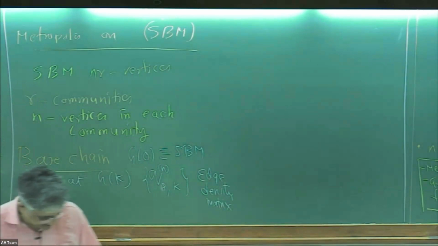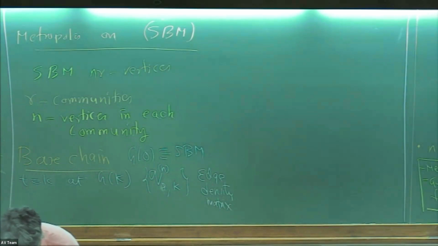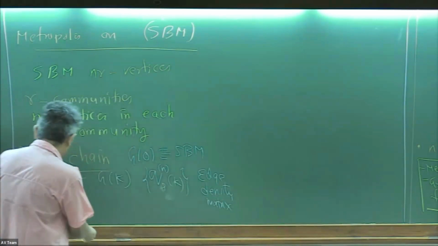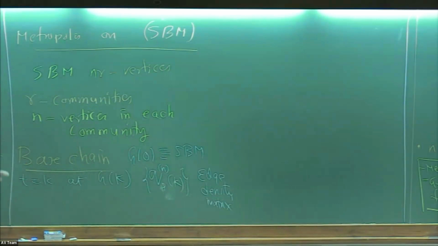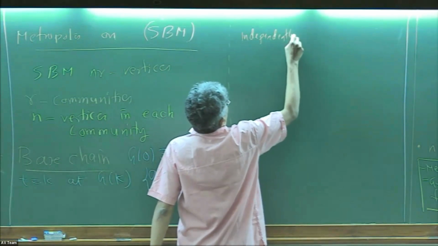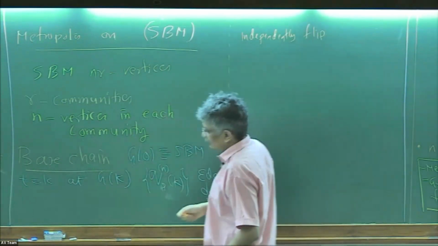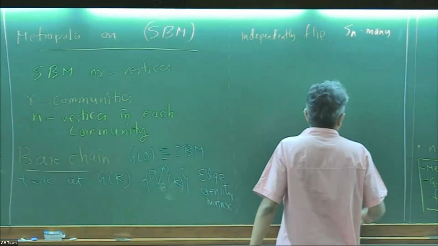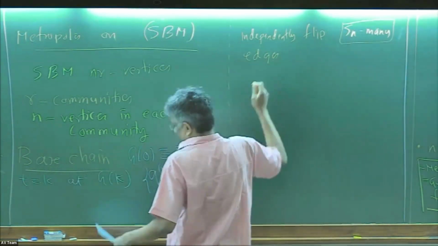So what I will do in the base chain setup is, it's just the edge density matrix. I'm at time k, so maybe I should call it q_r of k. At time k, there are r communities, and for each community there's an edge density, so I put that q_r in there. What I'll do is independently flip. So the base chain, the first step is I independently flip: if the edge is there, I remove it; if the edge is not there, I put it. I will choose the parameter appropriately, but I'll call it S_n many edges. I have to choose this later. S_n many edges across all pairs.